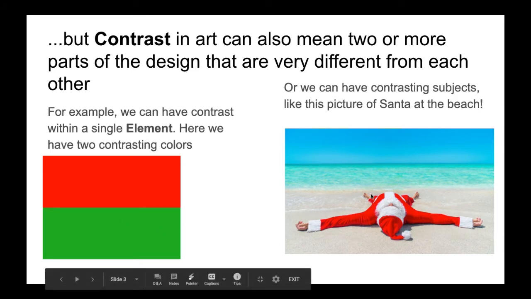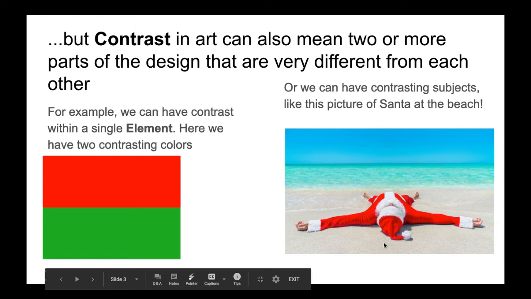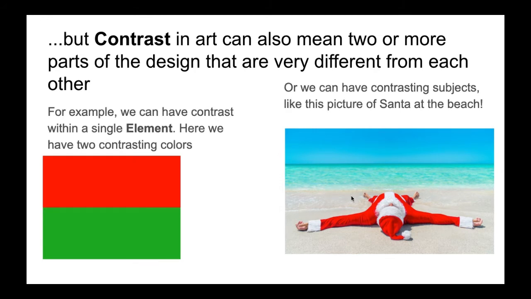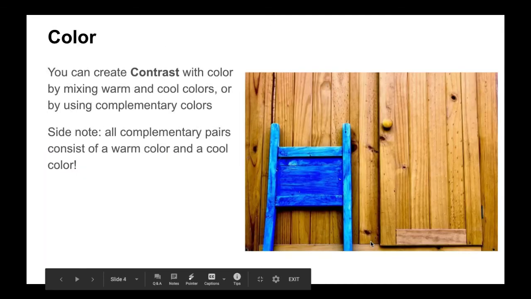So here we have a Santa, and of course we associate Santa with winter, the North Pole, snow. He's usually busy and giving gifts. And here he is completely relaxed on a sunny, beautiful beach, clearly very warm, tropical. We're going to think summer, or at least a really warm part of the world. So there's contrast between the setting and the subject, which is Santa.